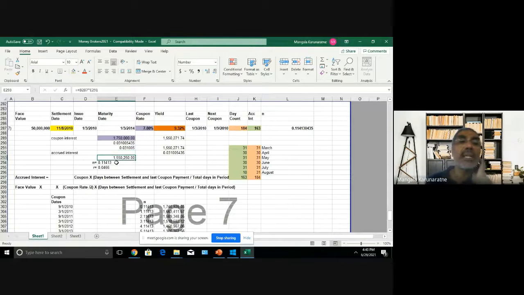So 1,550,250. So here, 1,550,271. We make it a point to take it for 6 decimals to get the exact accrued interest, or we can use, it depends on how your market uses these decimals. Now here I have taken 6 decimals, right?